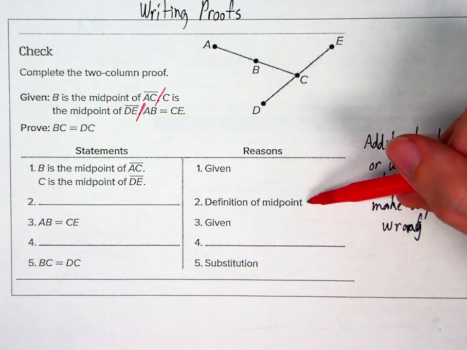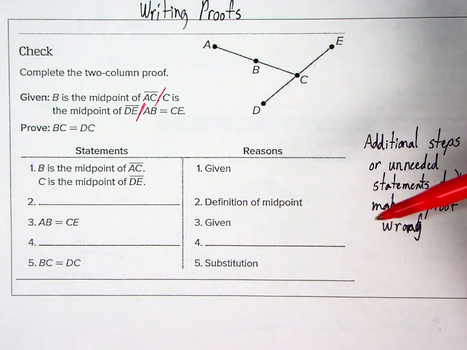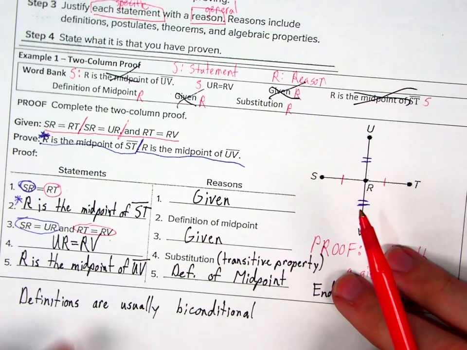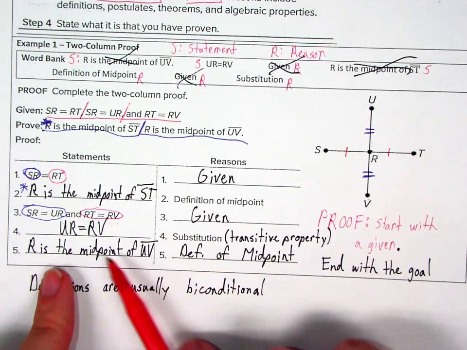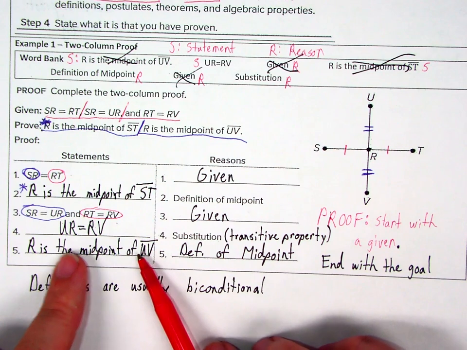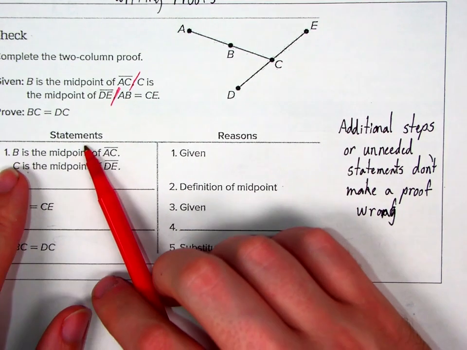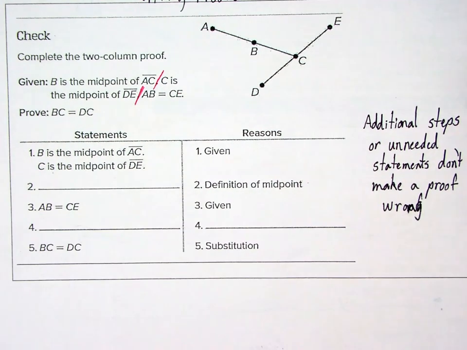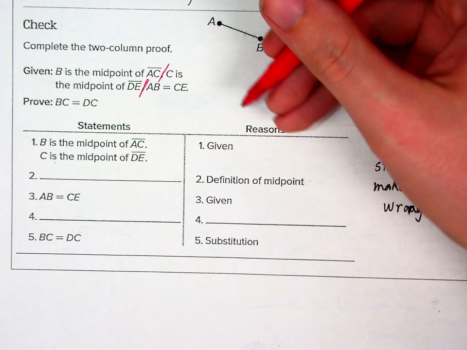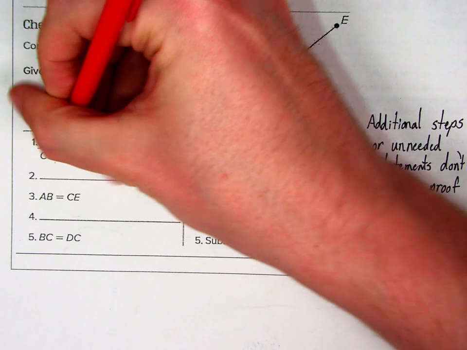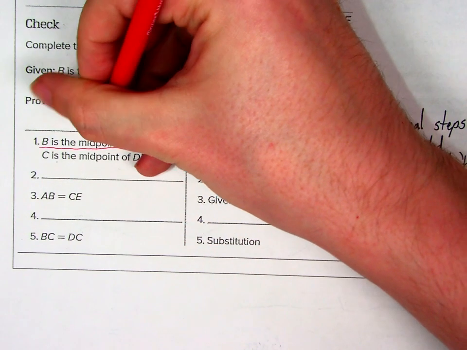Now we're looking to talk about midpoints again. Just like what we were talking on the previous slide, your definitions go 2 ways. On the previous slide, we said R is the midpoint of UV because UR equals RV. We're going the other way now. B is the midpoint of AC. What can we use with that fact? From this first fact, what can we say?